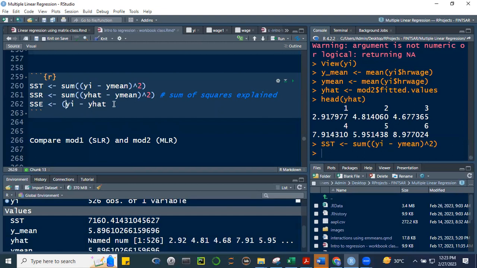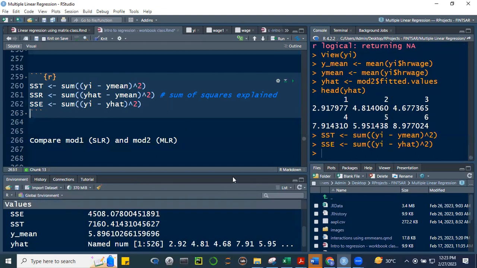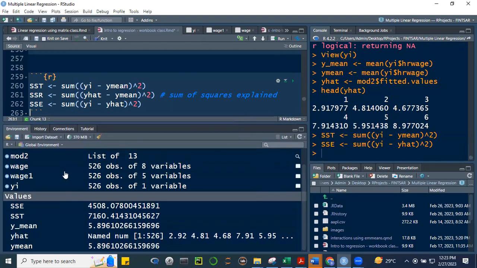So gagawin ulit natin dito, i-square natin siya, tapos kunin ulit natin yung sum nila. Sum of the squared differences between your actual value and your predicted value. Di ba ito yung residuals natin, no? Alright, so enter natin. So we now have these three values: our SSE, SST, and SSR.